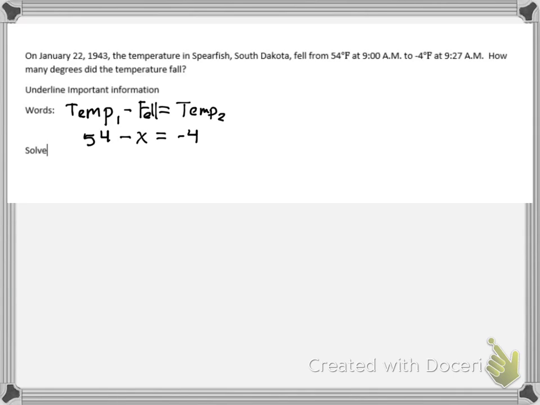So in solving this, let's take away 54 from both sides. 54 minus 54 is 0, and we will have negative x equals negative 58. Now if negative x equals negative 58, positive x should equal positive 58. So it fell about 58 degrees.